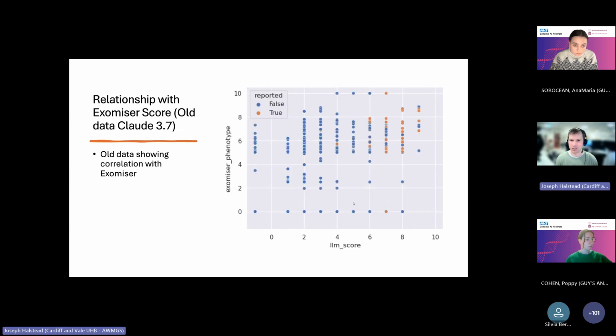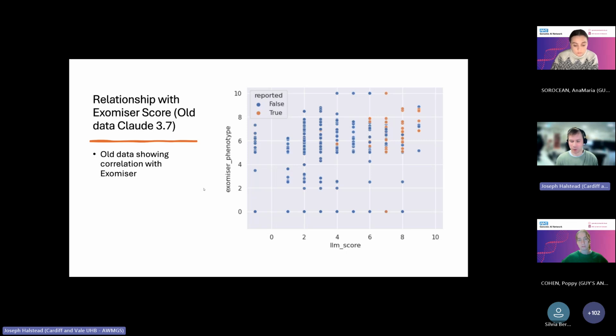We actually just did a correlation study versus Exomiser as well. So looking at all the variants and just correlating how well it correlates with Exomiser. The ones that were reported are shaded in orange. So you can see sometimes, this one here at the bottom, Exomiser gives it a score of 0, or we gave it a score of 7. So it's actually performing better than Exomiser a lot of the time.